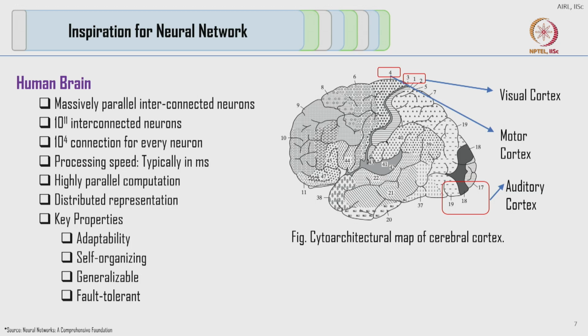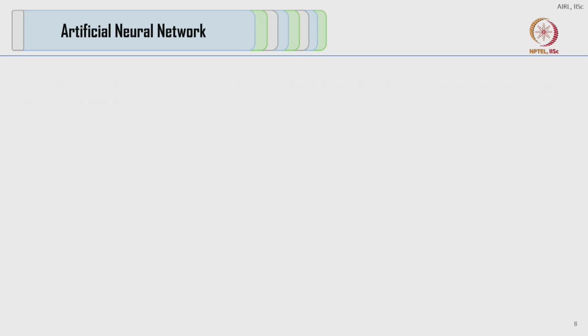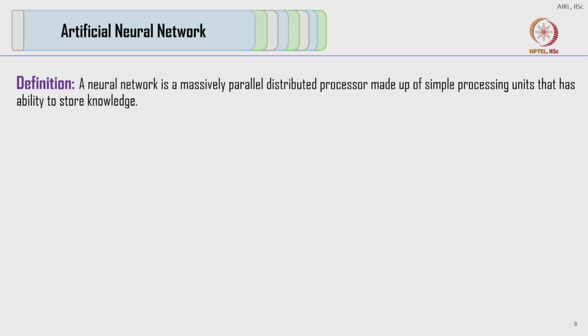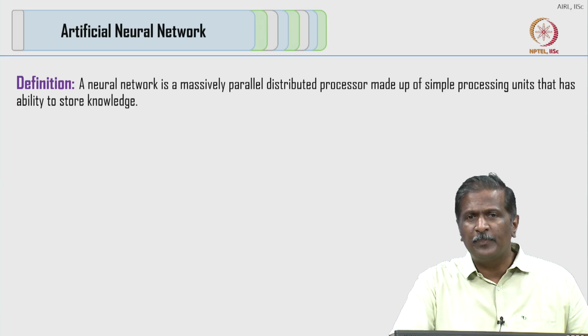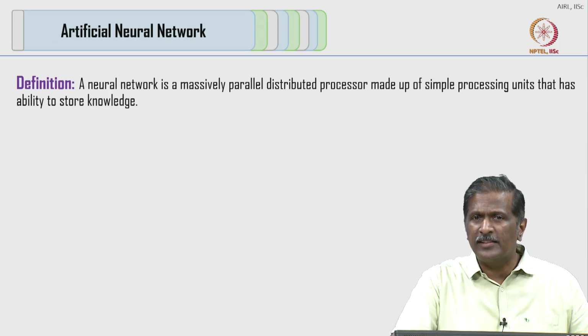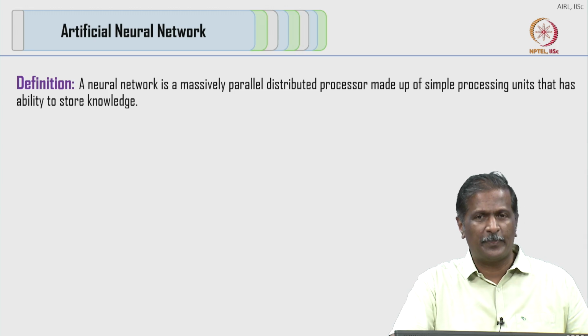These are some of the key characteristics that we want to have in our artificial neural network, in addition to the massive connectionism and the ability to process information with different neurons. What is then an artificial neural network? If I have to define it, an artificial neural network is a massively parallel distributed processor made up of simple processing units that has the ability to store knowledge.